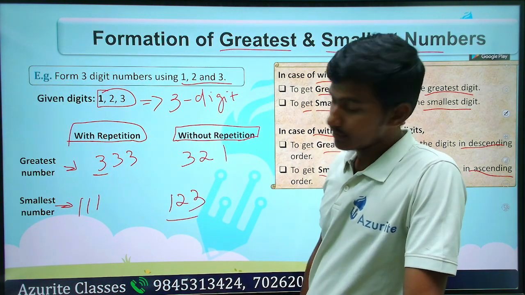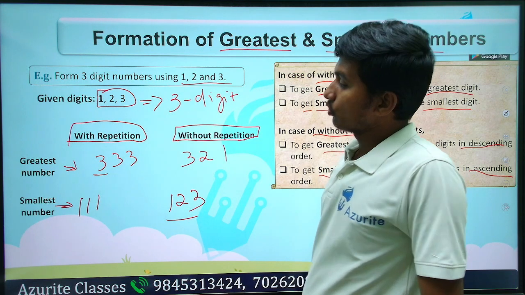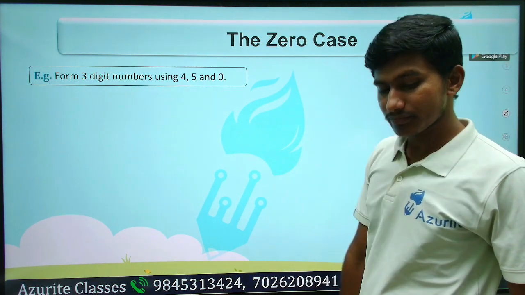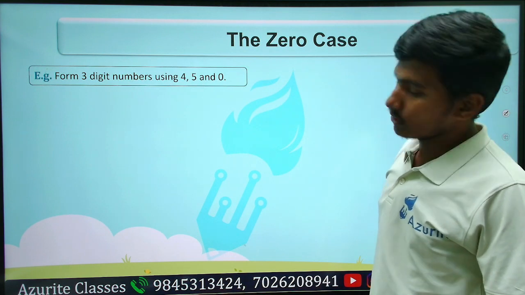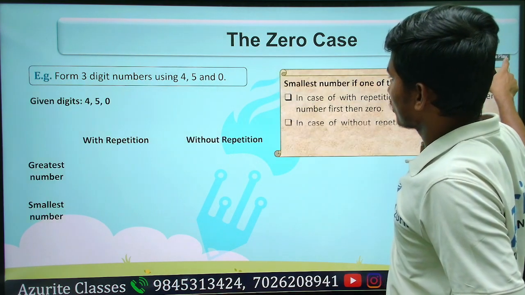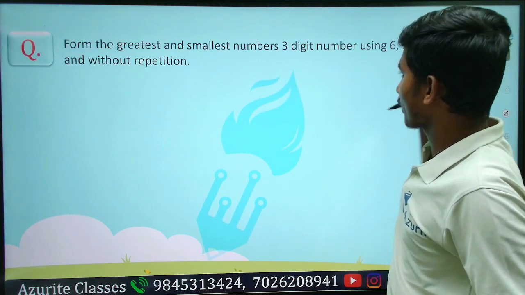Okay, got it? Good. So will you remember this? Will everyone? Okay, good. So we have to form the numbers. We'll solve some questions and then I will come to 0. Okay, so it will be easy.